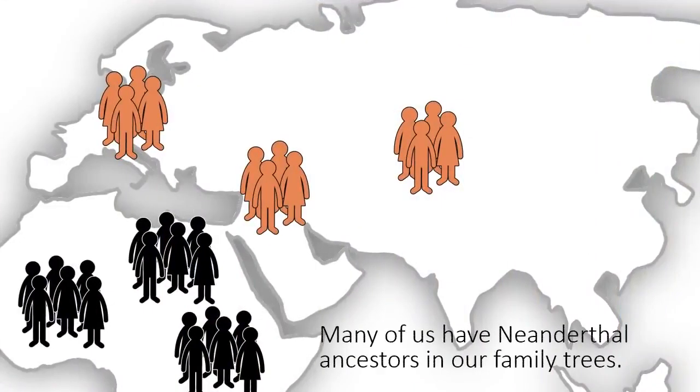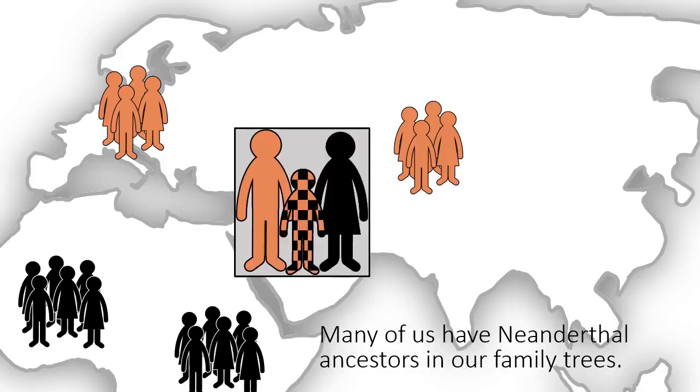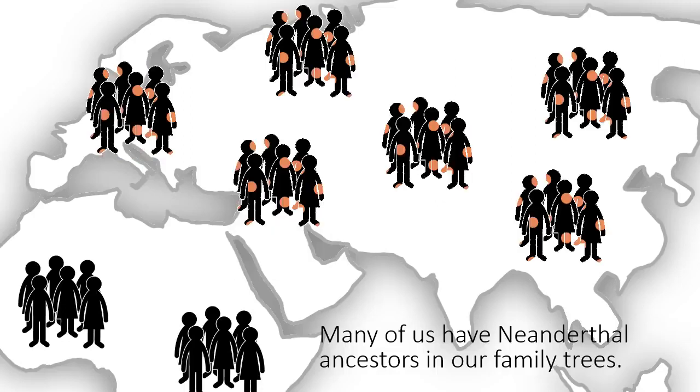Recent work has shown that many of us have Neanderthal ancestors in our family trees. Neanderthals were living throughout Europe and Asia when modern humans spread out of Africa. Modern humans and Neanderthals interbred, and the result is that present-day non-Africans inherit around 2 or 3% of their DNA from Neanderthal ancestors.